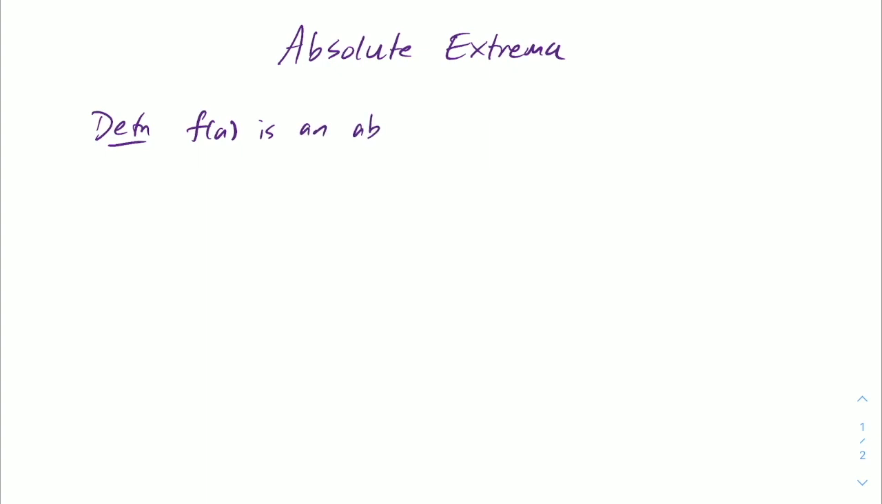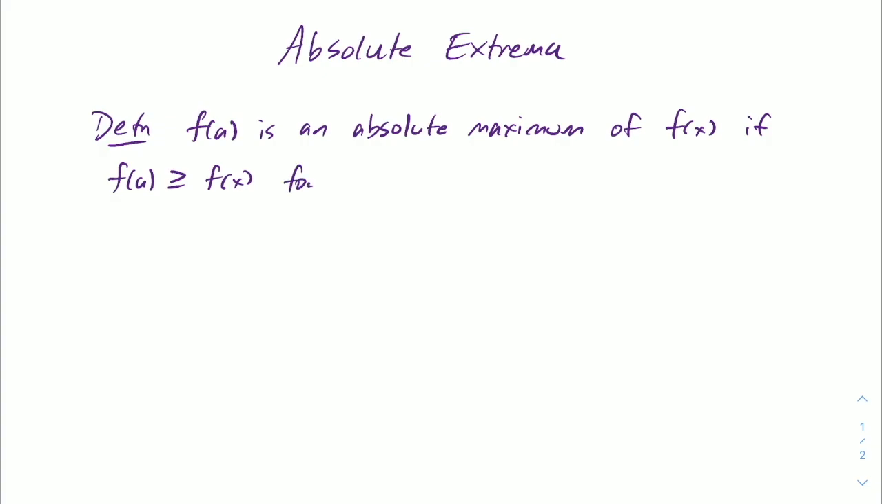Alright, so in this video we're going to talk about absolute extrema. We'll start with the definition. So f of a is an absolute maximum of the function f of x if f of a is greater than or equal to f of x for all x in the domain of the function. And the domain can be either implied or explicit.